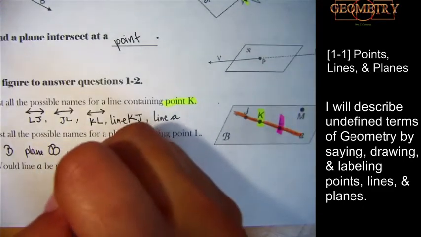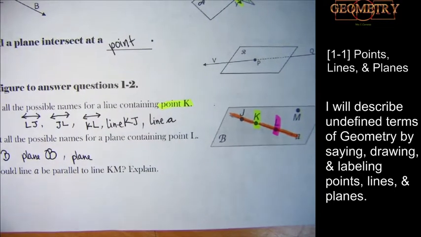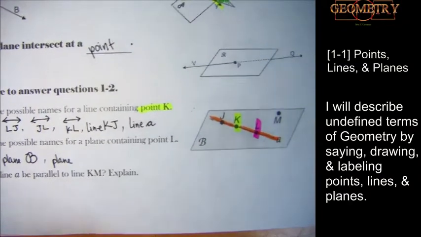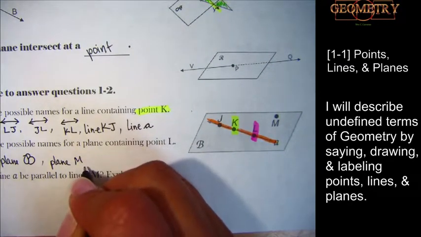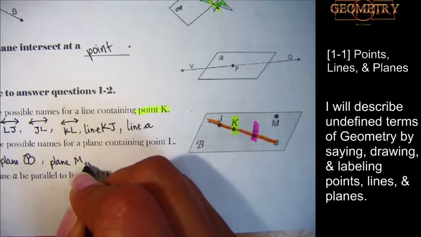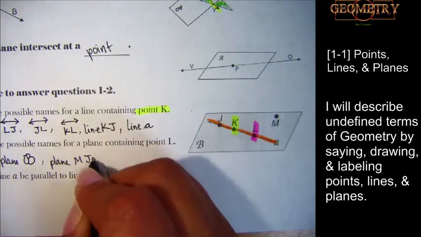All right, what's another way to name the plane? 3 points that are not what? In a straight line. So any 3 of these points not on a straight line. Go. M. B. B's not a point. J. Yep. L.